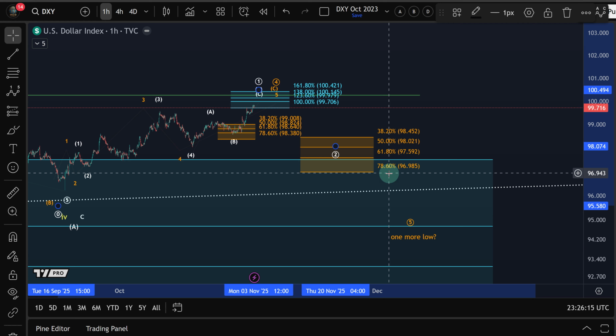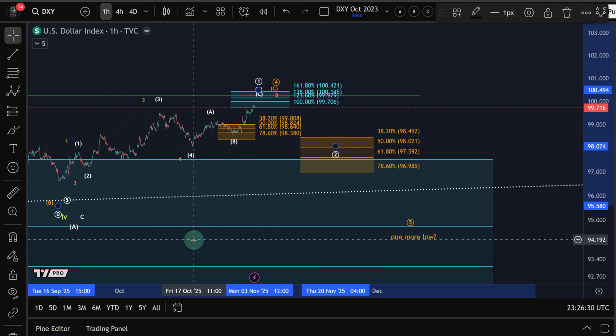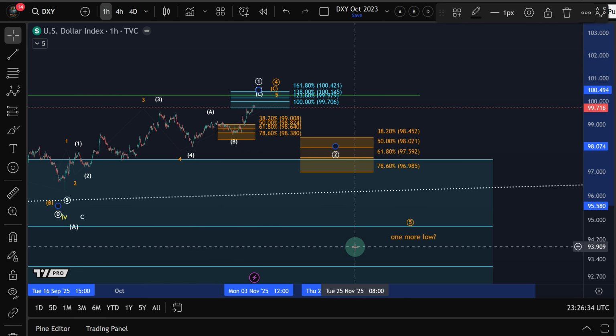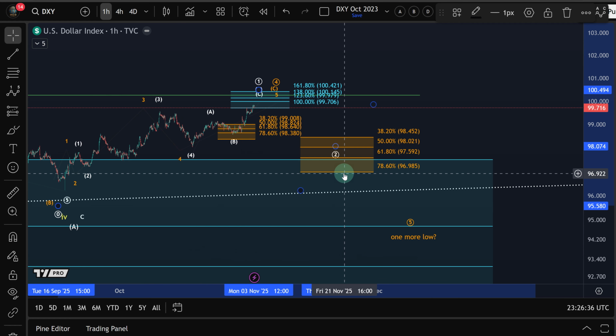So we are in an area, in an environment in which the US dollar could form a long-term low. It's going to be a very interesting time in Q4 and also Q1, because this is now where a major low could form. So very interesting. That's basically the idea about the DXY Elliott wave count.